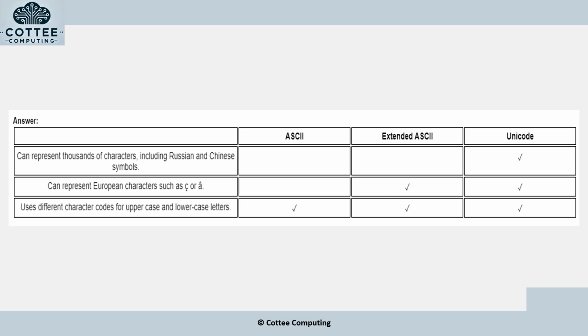So which one can represent thousands of characters? Unicode. European characters, you can get in extended ASCII. Extended ASCII is only, I believe, 8 bits long, whereas ASCII is 7 bits long. But you can get away with saying that ASCII is 8 bits long. Confusing, I know. But Unicode will also be able to do that. And uses different character codes for uppercase and lowercase letters is all 3 of them.